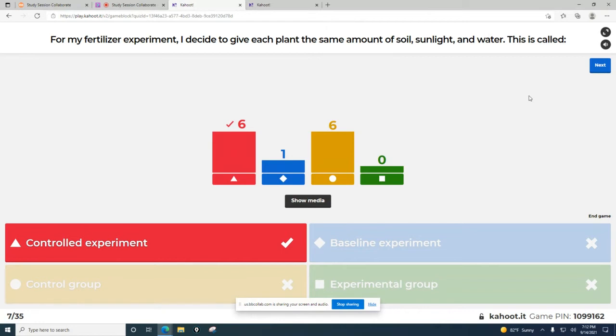So in my experiment, if I'm giving each plant the same amount of soil, sunlight, and water, and all of those things, and the only thing I'm varying is that fertilizer, then that's a controlled experiment, keeping everything the same. Okay. And then a control group, remember, typically in an experiment, we have a control group and a treatment or an experimental group. So in this case, I would have a group maybe that doesn't receive fertilizer, and then one that does. The one that doesn't receive anything is my control group.